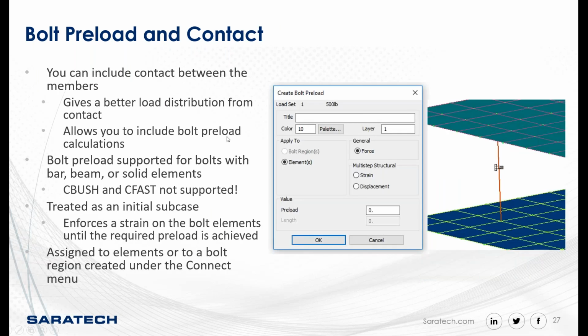I mentioned bolt preloads. So you can include contact between members and then apply a preload.